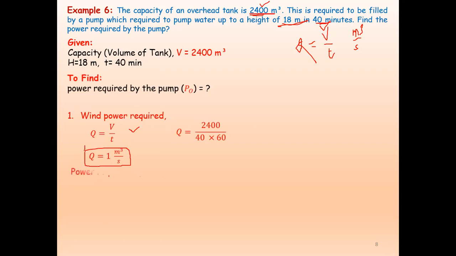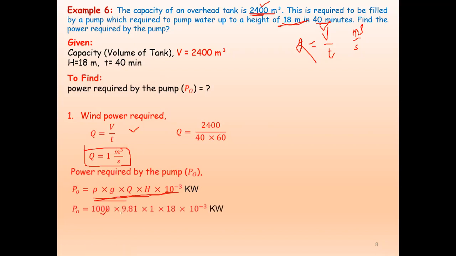Now we have the formula for power. So power is equals to rho QGH into 10 raised to minus 3 kilowatt. So put the value: 1000 into 9.81 into 1 into 18 into 10 raised to minus 3. We have to convert it into kilowatt. So we get output power as 176.58 kilowatt. So power required by a pump to raise the water to an 18-meter height, for a capacity of 2400 meter cube in 40 minutes, is 176.58 kilowatt.